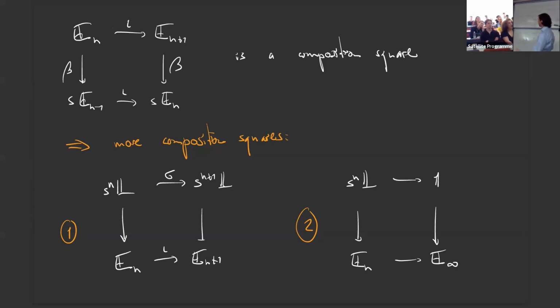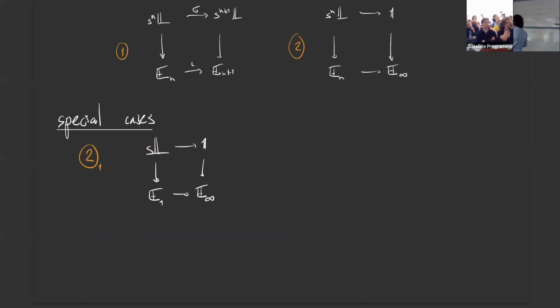It's a composition square that maybe is familiar. It's the classical relation between the Lie operad, the E_n operad, and the E infinity operad. Or maybe you want to specialize to E1: the relation between the Lie operad, the E1 operad, and the E infinity operad. So let me zoom in on some special cases. Here again are these two composition squares that I just wrote up there.